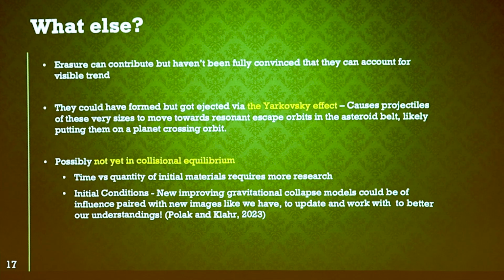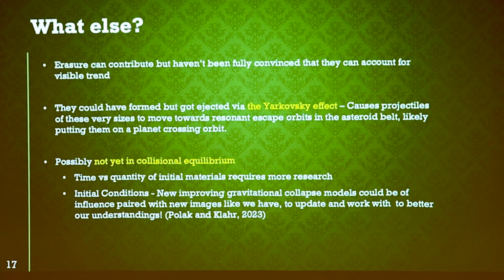So what else could be causing these really shallow, small crater SFDs? Erasure can certainly contribute, but it's not that convincing to account for all of these visible trends that we're seeing throughout the entire solar system. A couple of things we've been thinking about: the small impactors could have formed from what got ejected via the Yarkovsky effect, which basically summarizes that projectiles of smaller sizes will move toward a resonant escape orbit throughout the solar system, often putting them on a planet-crossing orbit. This has also been proposed as the reason for the shape of the COM being the shape that it is, because these objects could have more heavily bombarded the moon than elsewhere in the solar system.